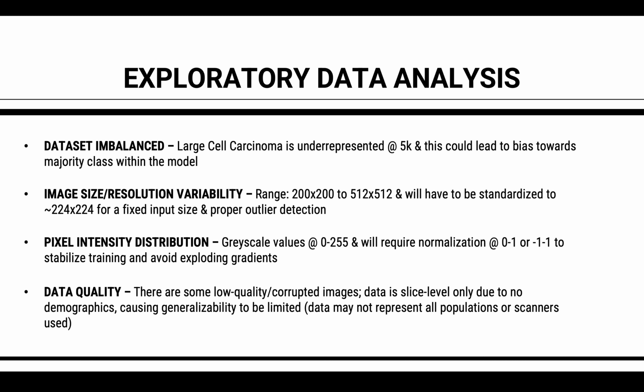Third, pixel intensity values span from 0 to 255 in grayscale. These will need normalization, either to a 0 to 1 or a negative 1 to 1 scale, to stabilize training and prevent exploding gradients. Finally, some low-quality or corrupted images are present, and the dataset contains only slice-level images without demographic context. This does limit generalizability across populations and scanners, so quality filtering and clear documentation will be essential.